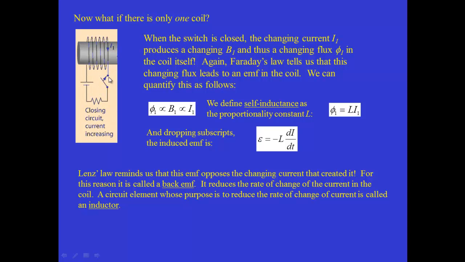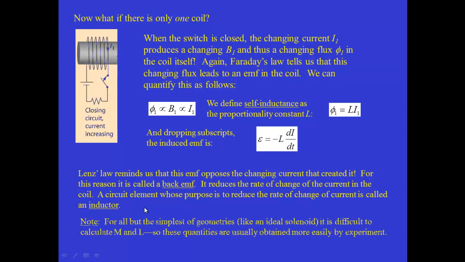And so as we close the switch, rather than have the current I go from 0 to its final value instantaneously, it will actually take a short time to reach its final value because there is a back EMF that produces a back current opposite to the direction of the flow of this original changing current. And by the way, a circuit element that is often something like a solenoid, a coil of wire, whose purpose in a circuit is to reduce the rate of change of current, is called an inductor. You've probably dealt with those in previous circuit courses.